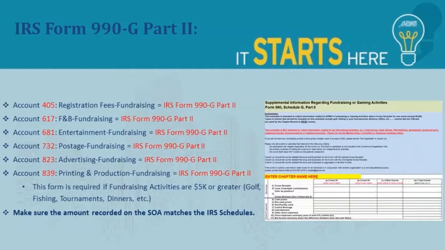The next IRS form is the 990G Part 2. This keeps track of all your registrations and your fundraising activities. We've separated all fundraising activities into their own account codes to make it easier to keep track of this and to fill out this form. You want to make sure every account code that you put into fundraising matches the IRS schedules to your SOA.